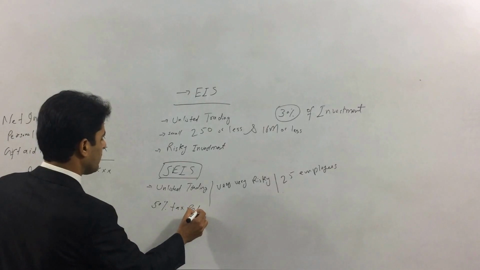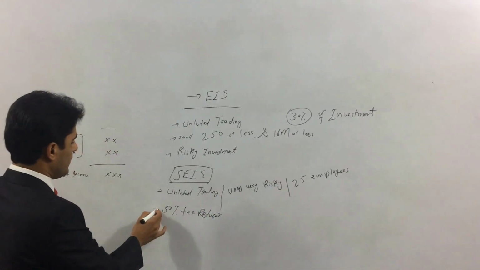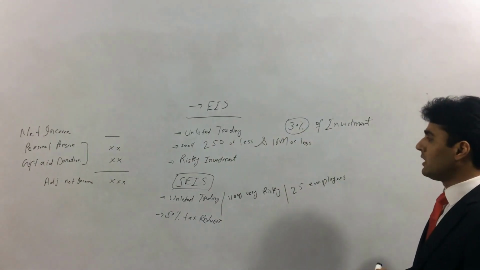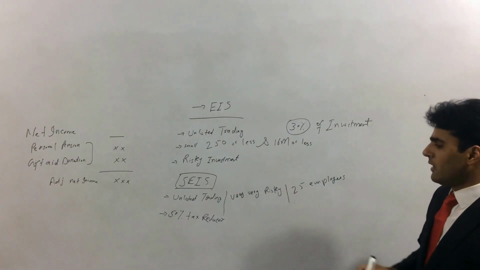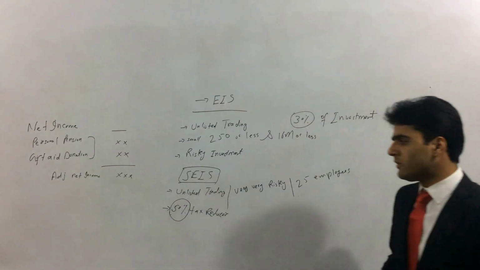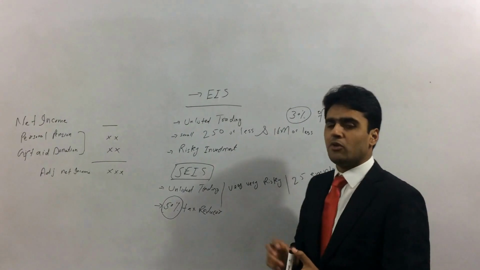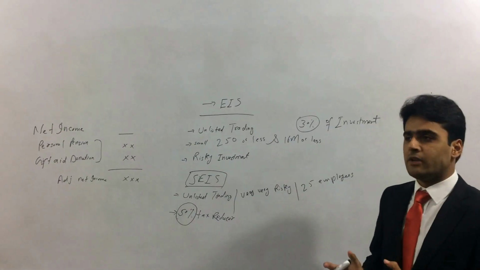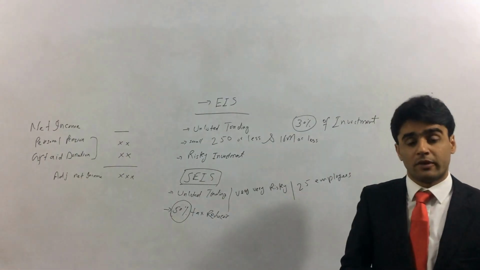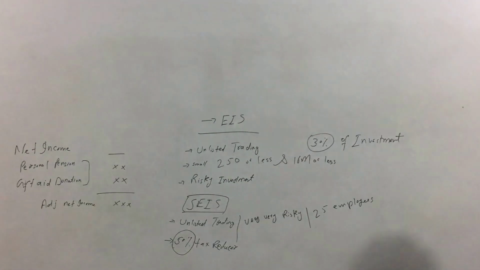50% tax reducer. If you know that here in EIS, the government was giving me 30% tax reducer, whereas in SEIS, if you go and invest in SEIS, whatever you invest, 50% of that will be your tax reducer. You can get a massive amount in the tax reducers if you are going to invest in this company. All right, that is 50% of tax reducers.